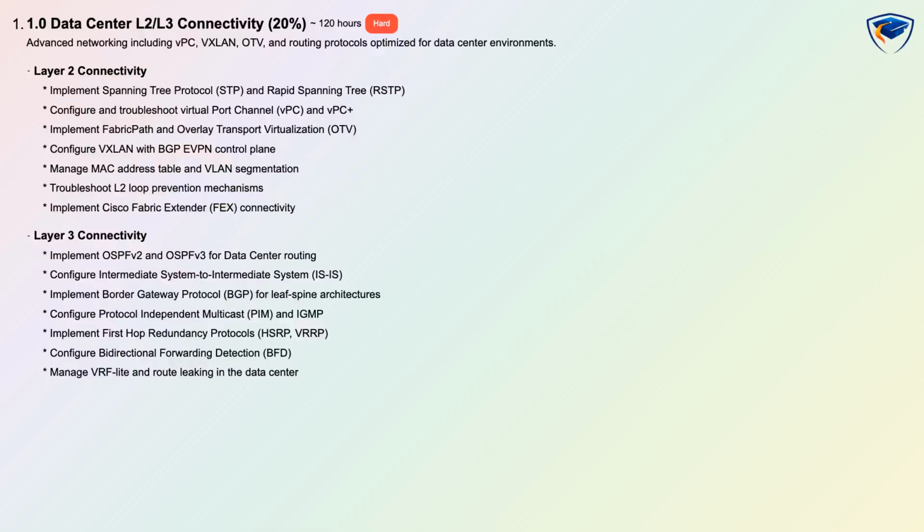On the Layer 3 side you will master OSPFv2, OSPFv3, IS-IS, BGP for leaf-spine designs, PIM and IGMP, HSRP and VRRP along with BFD and VRF Lite. Practical troubleshooting of L2 loop prevention, MAC tables and route leaking is emphasized throughout.